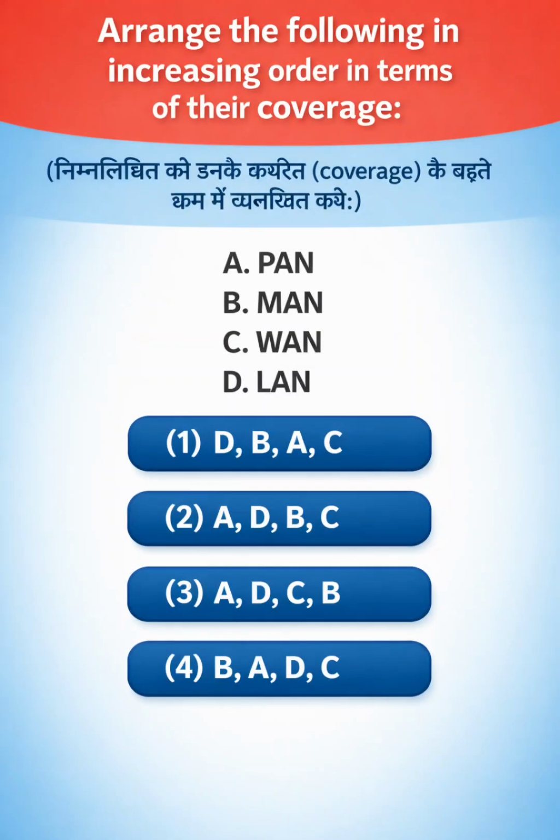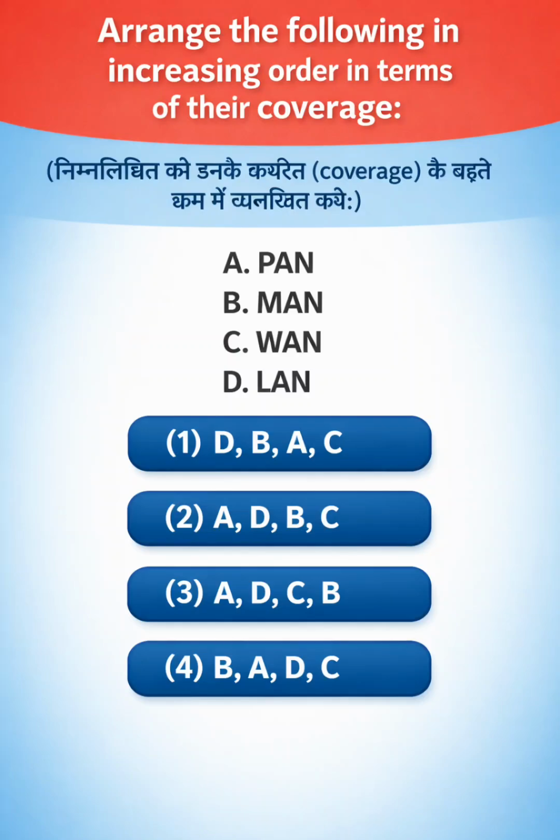This question is from ICT. The question is, arrange the network in increasing order of coverage. Coverage means how big area the network covers. Now let us understand each one in a simple way. PAN. PAN means personal area network. It covers very small area around one person.